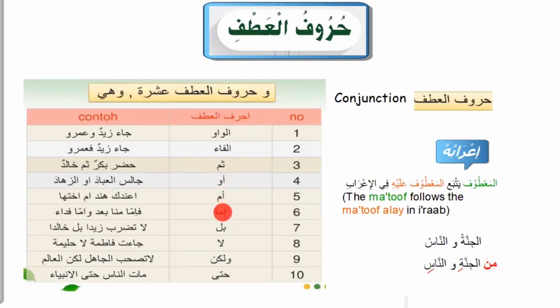Now the sixth one, "imma". This "imma" means what? Either. So you see, either you go to school or you sit down. Okay, either you come or you go to school. So that word "either" is termed "imma" in the Arabic language. So you see this one, it comes in the Quran.